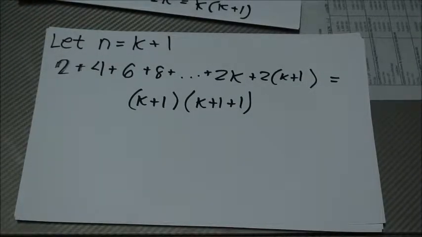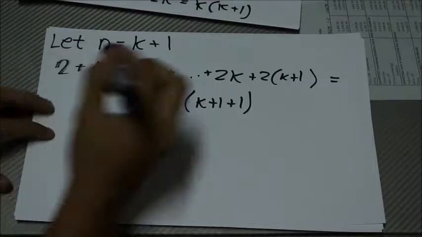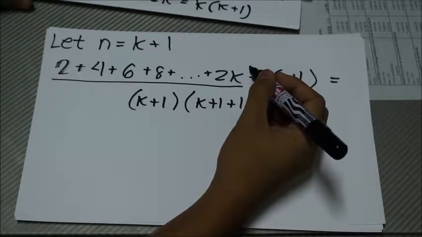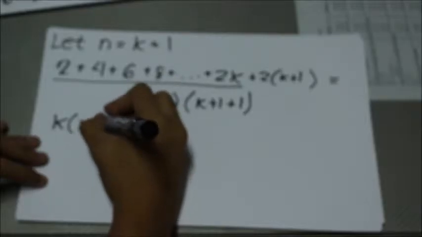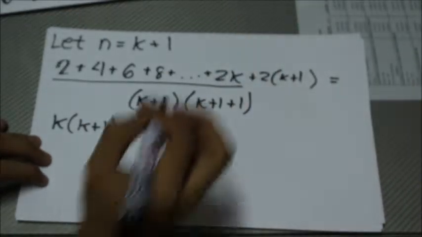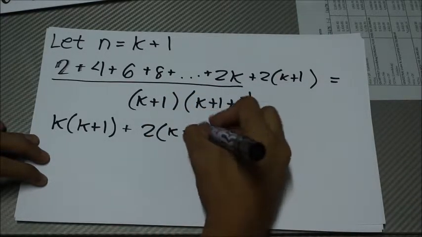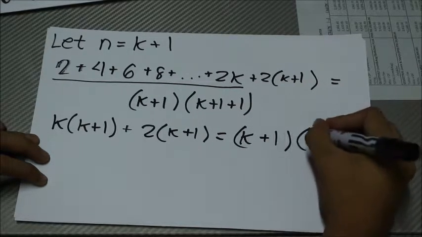Now we're going to show that the left side of the equation is equal with the right side of the equation. So, don't forget that 2 plus 4 plus 6 plus up to 2k is also equal with k times k plus 1. So, we're going to replace it by k times k plus 1. Then, copy the remaining variables. Plus 2 times k plus 1 is equal to k plus 1 times k.